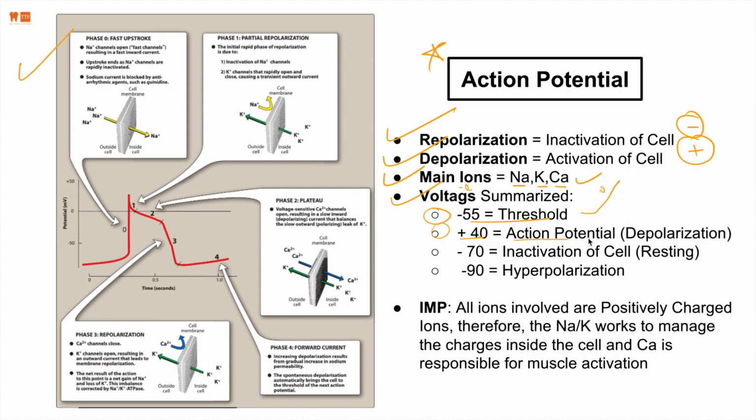+40 is the action potential depolarization. So it goes all the way up to +40, and then -70 is the inactivation of the cell, and then it drops towards -70. Leads to -90, which is hyperpolarization. Okay, so if somebody asks what is the threshold for action potential of a cardiac muscle, the answer is -55 millivolts.